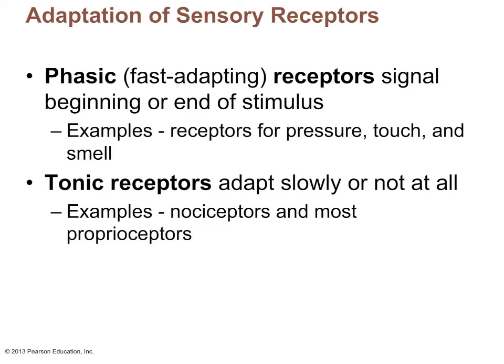Now, because some receptors adapt more quickly than others, we tend to classify receptors into 2 different categories. Phasic receptors are receptors that adapt very quickly. That is, once they're initially stimulated, they tend to send out a few quick nerve impulses and then they tend to go quiet. Examples of phasic receptors include things like pressure and touch receptors, as well as smell receptors. On the other hand, tonic receptors are receptors that adapt very slowly, if at all. Examples of these receptors would include, again, the pain receptors and also the proprioceptors.